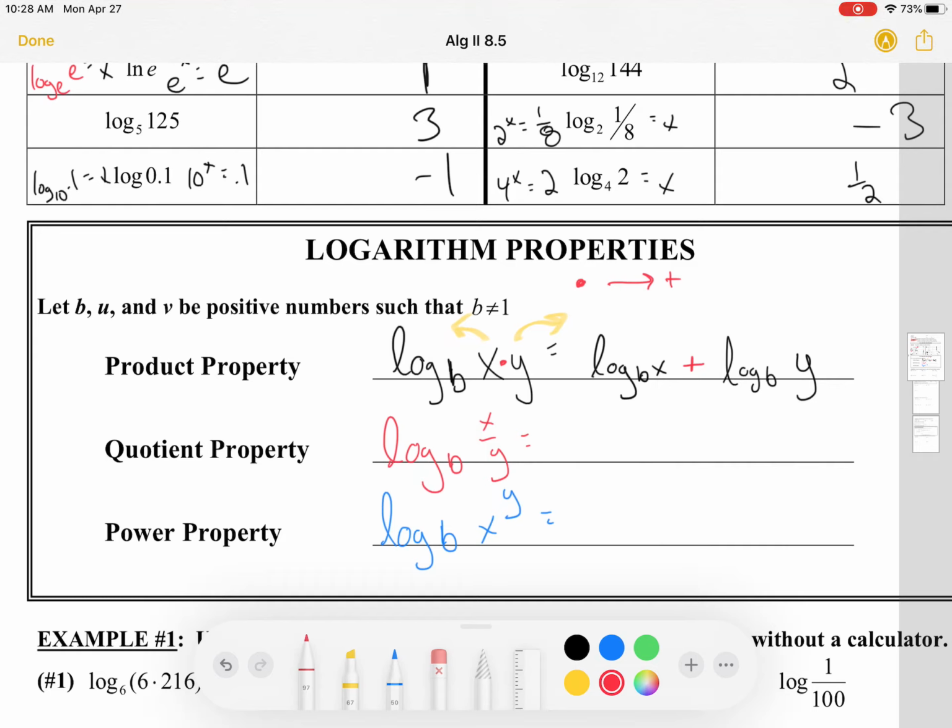Okay, next up, we have the quotient property, log base b of x divided by y. Same thing, we're going to expand this out. We're going to say it is log base b of x. X is on top, so it goes on the left. Log base b of y. Y is on bottom, it goes to the right. Now here, we were dividing. What do you think dividing is going to turn into? This was divide. It's going to turn into subtraction in the middle. So division becomes subtraction when we pull them apart.